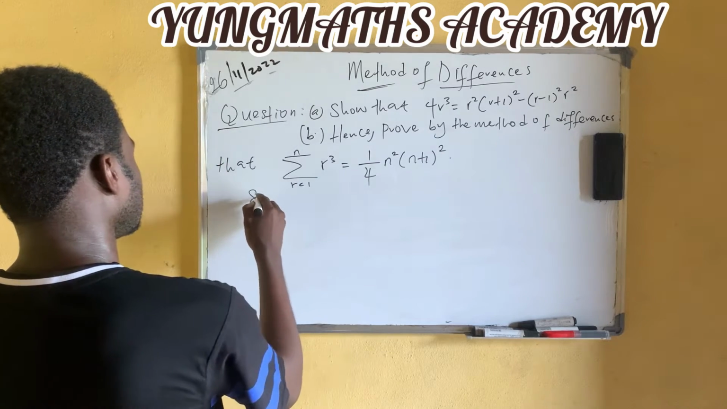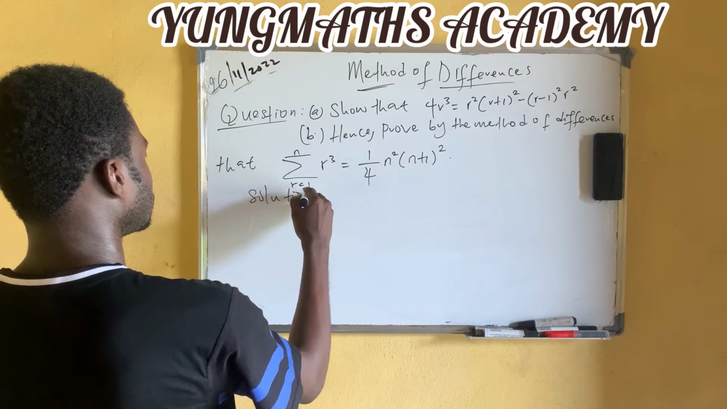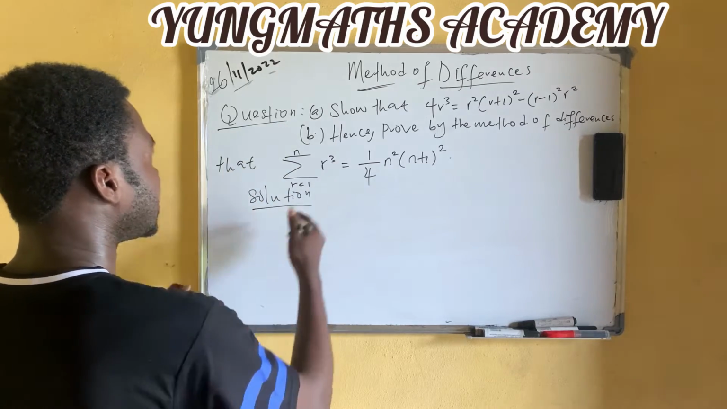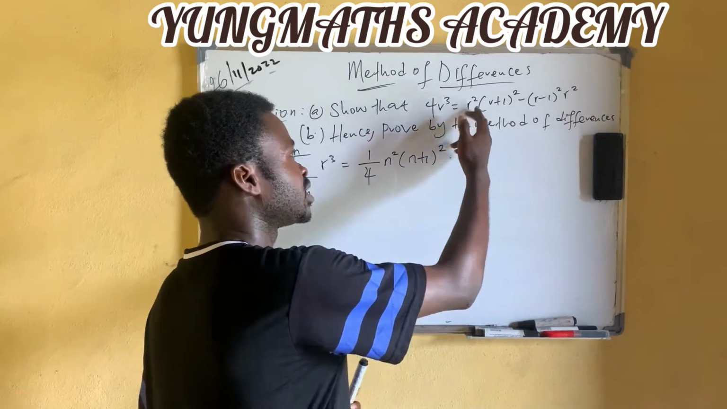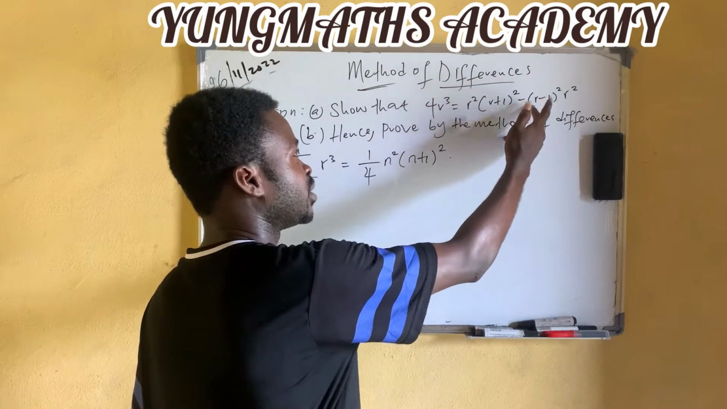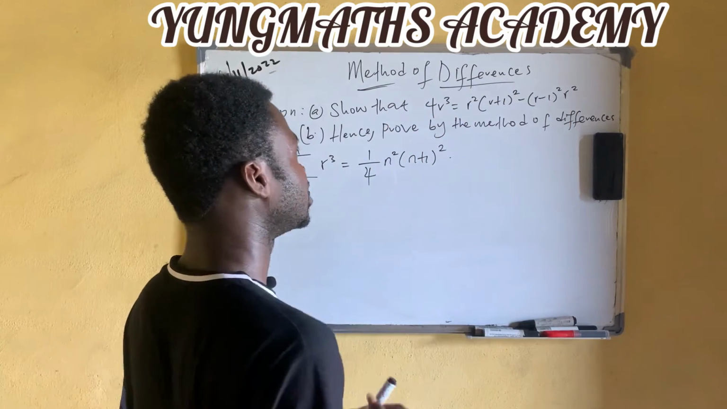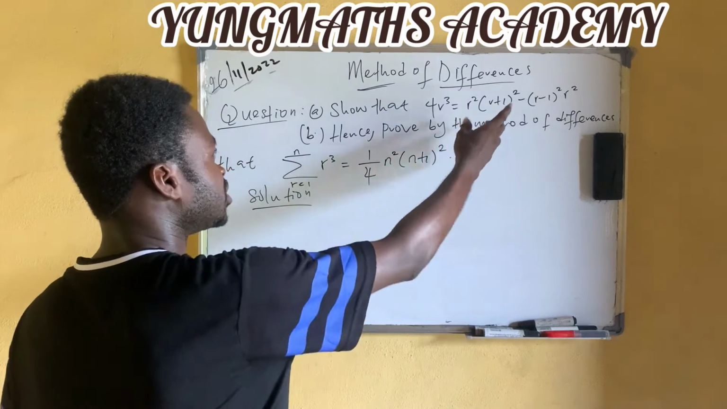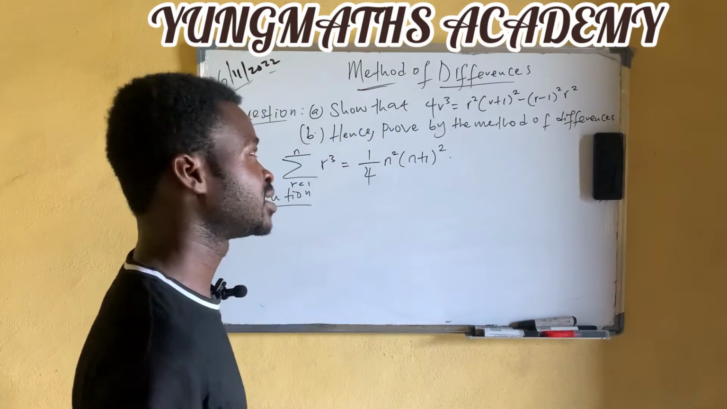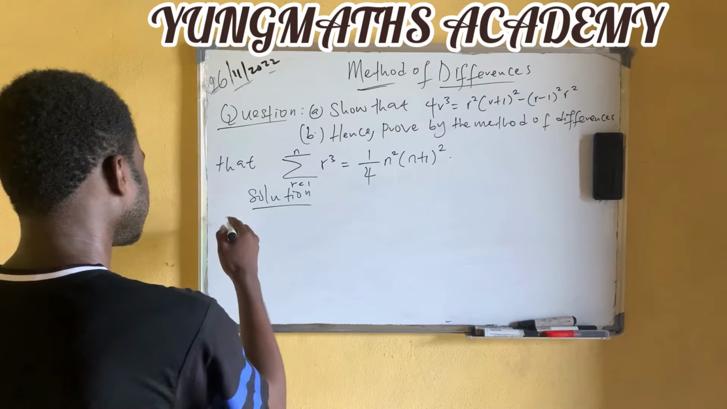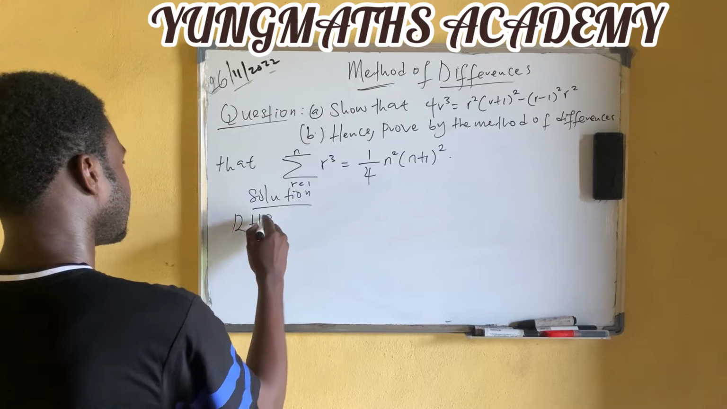Solution. We have to show that 4r cubed is equal to r to the second, r plus 1 to the second minus r minus 1 to the second r squared. It will be much easier to show that the right hand side is equal to the left hand side. So we start by showing the right hand side equal to the left hand side.